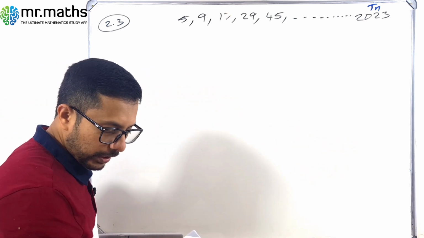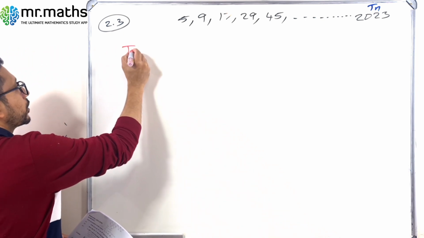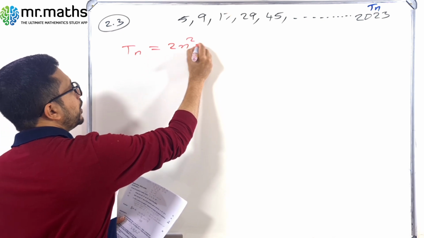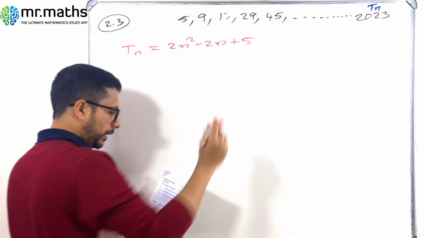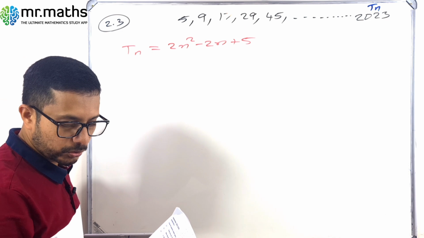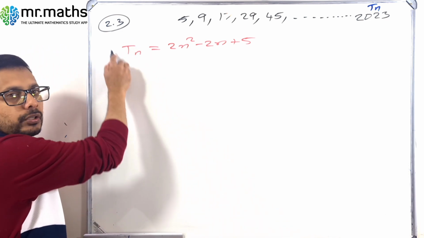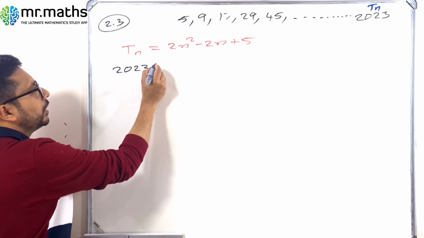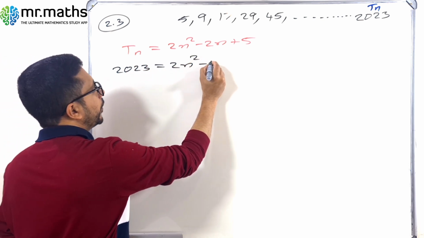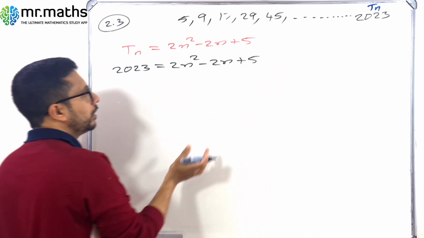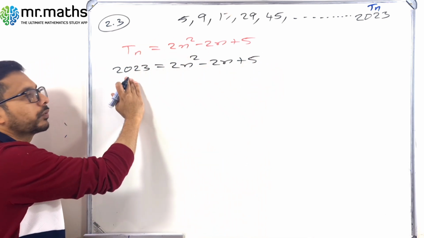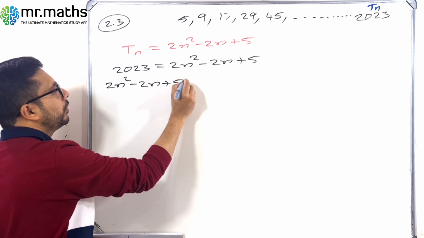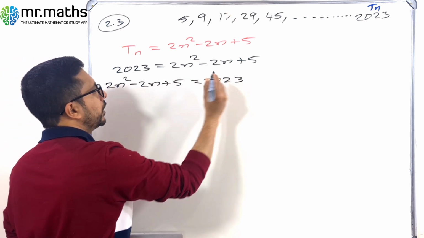So what is our equation Tn? In the previous question we got, in fact it is given in the question, 2n square minus 2n plus 5. Am I right? This is our Tn. So here we have to substitute the value of Tn as 2023. So 2023 is equal to 2n square minus 2n plus 5. Let me write this one on the left side and this one on the right side. So 2n square minus 2n plus 5 is equal to 2023. I just swapped it around.